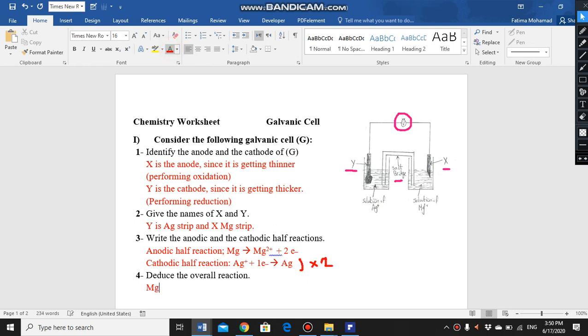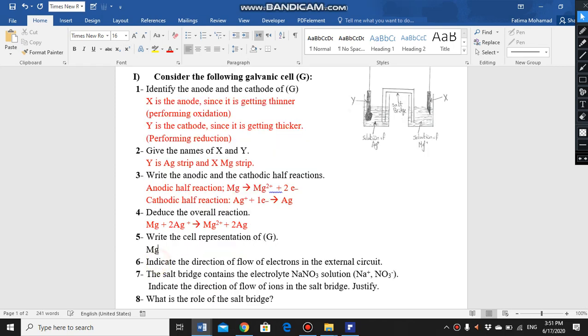to become Ag solid. So it is Mg plus 2Ag+ giving Mg2+ plus 2Ag. So Mg, Mg2+, Ag+, it became Ag. So this is the cell representation.